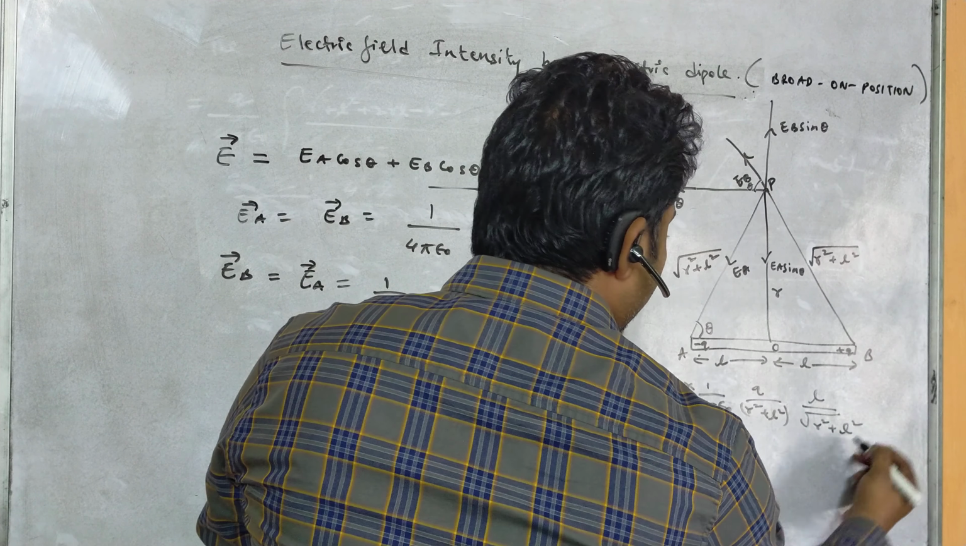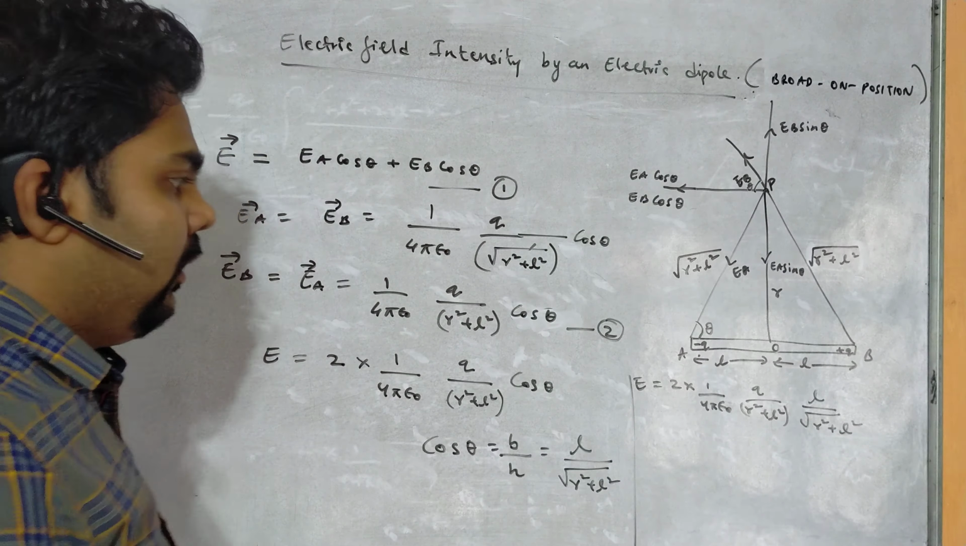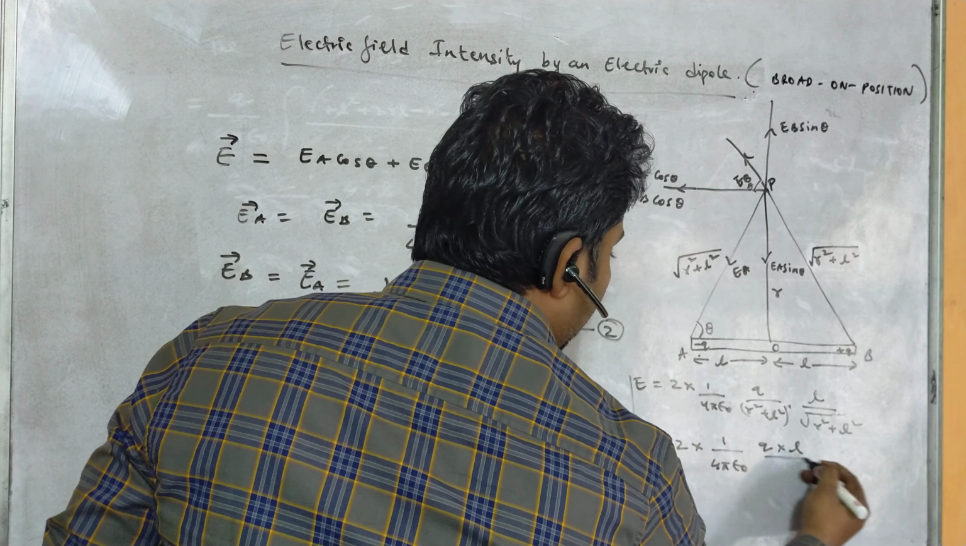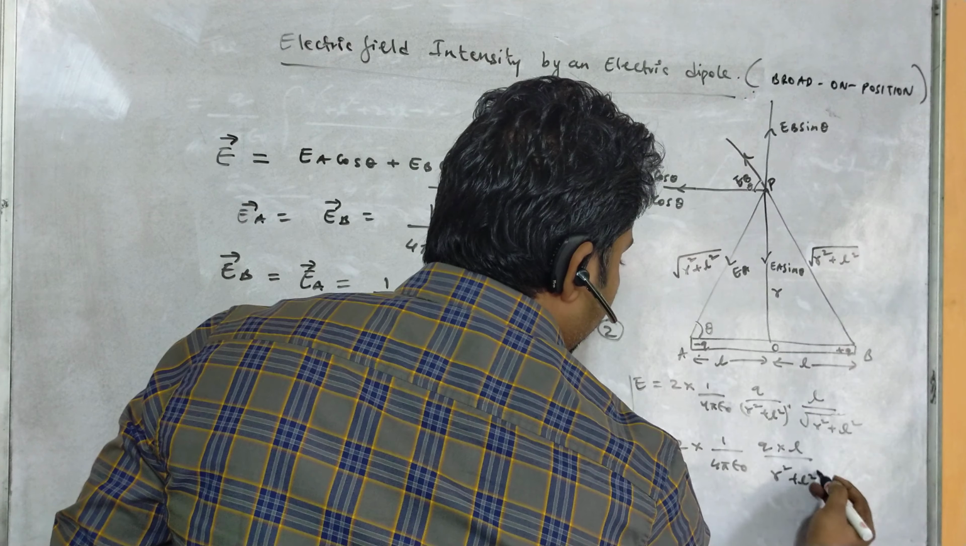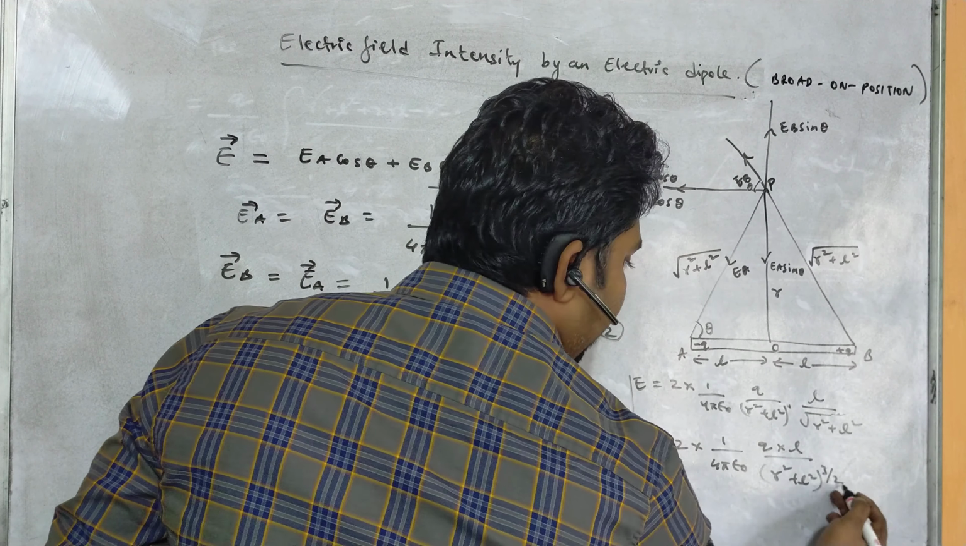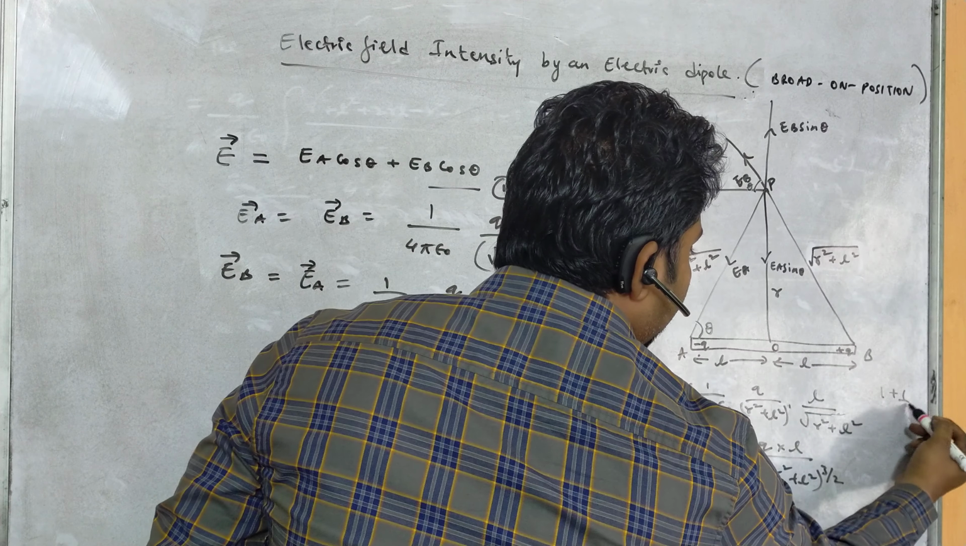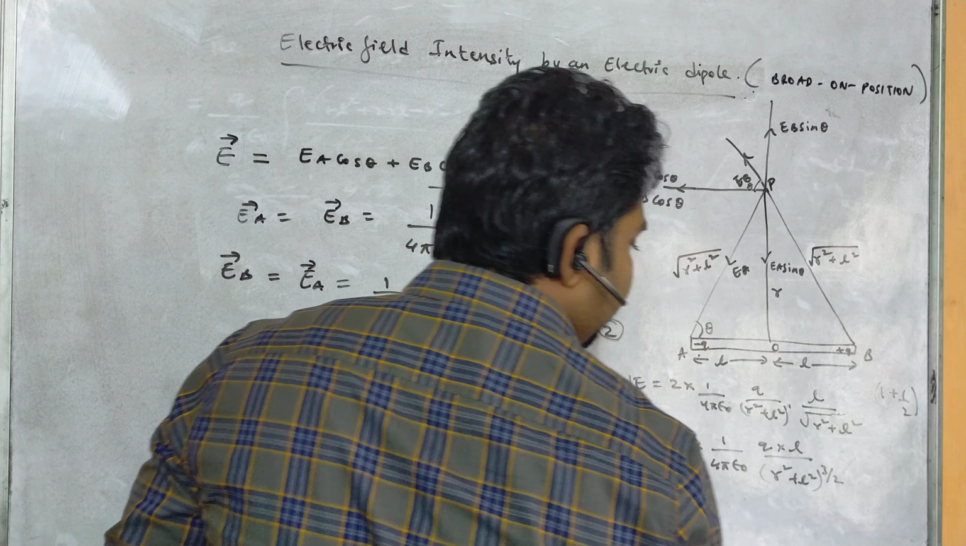You see here the bases are the same, just the power is different. Here it is half and here it is 1, that is half plus 1, you will get 3 by 2, that is 1 by 4 pi epsilon naught Q into L by R square plus L square to the power 3 by 2. Why have I written 3 by 2? Because here it is 1 and here it is half. Then if you take LCM, you will get 3 by 2.